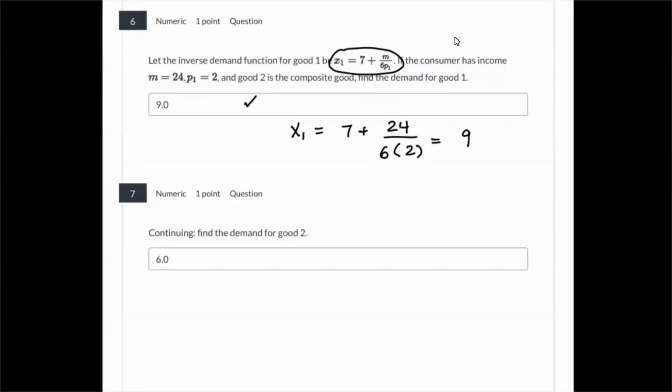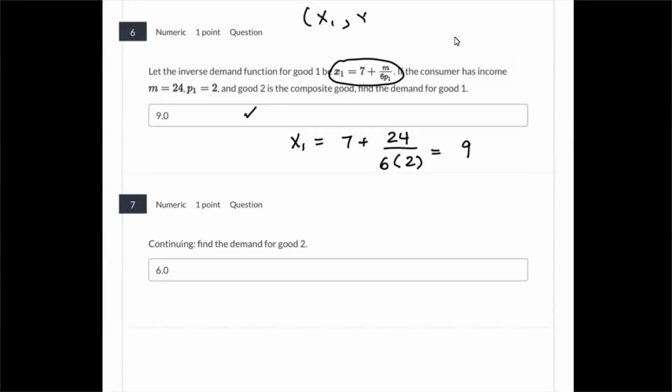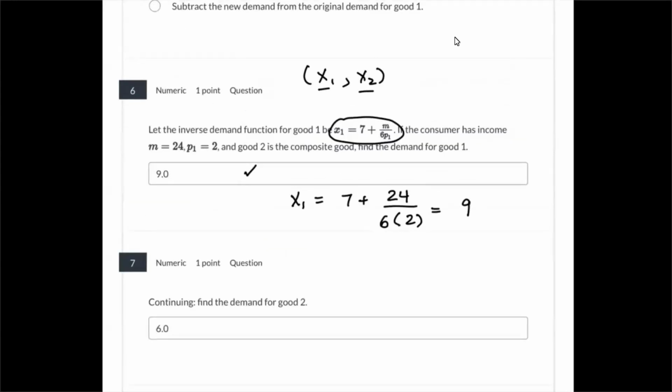Now, continuing, find the demand for good 2. We want this initial bundle, this original bundle, x1, x2. So we found x1, now we need to find x2. The x2 is a composite good. That just means the money left over once you've spent on good 1.